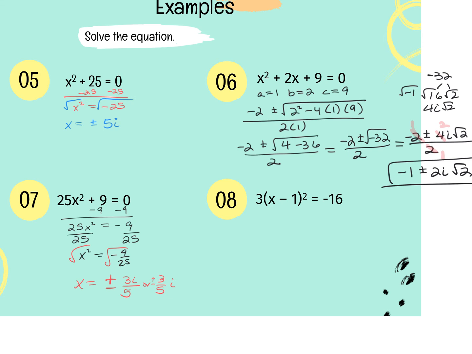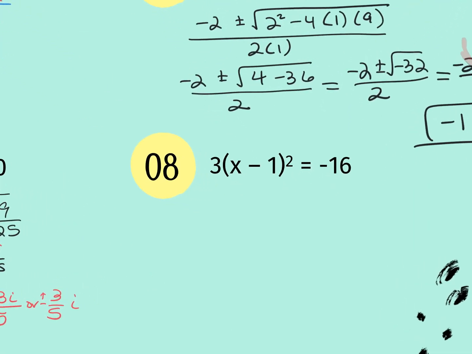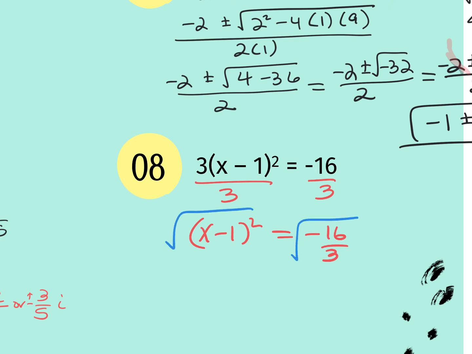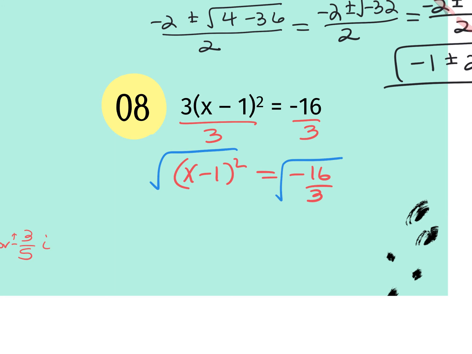All right, last one in your notes, but I'm going to add 2 cubes. So let's go ahead, and I'm going to use the square root method again. So I'm going to divide by 3. X minus 1 squared equals negative 16 over 3. I'm going to use the square root method here. Square root both sides because my square term was isolated.